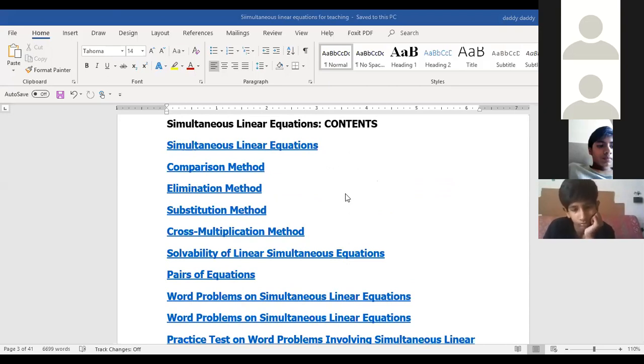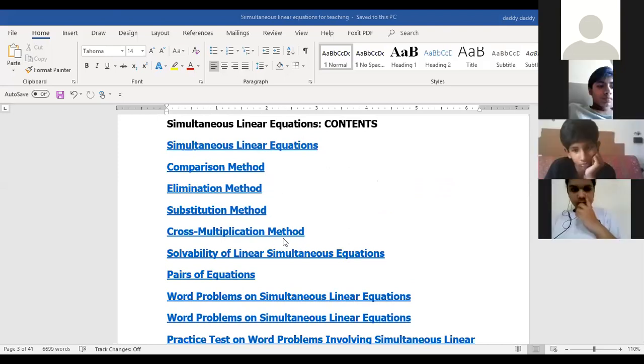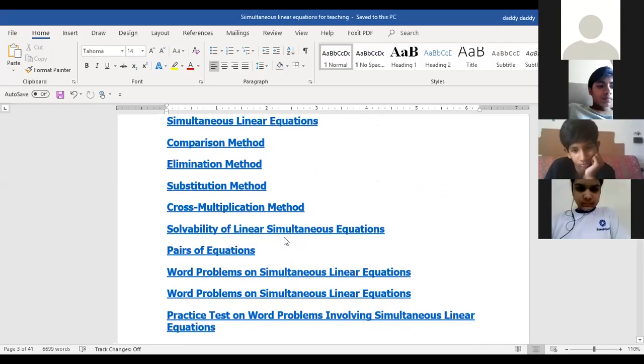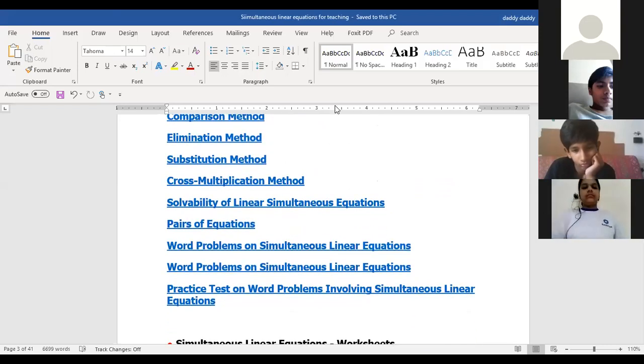Okay. So under this topic, we are going to cover what is simultaneous linear equations, and then different methods of solving it. Like you can see, comparison method, elimination method, substitution method, cross multiplication method. Out of these four methods, we are going to see three methods mainly, which are there in your course. Then we will be solving them simultaneously, and at the end of the chapter, we will be dealing with word problems. That means framing the equations and then solving it. So that will be the last part of the chapter.